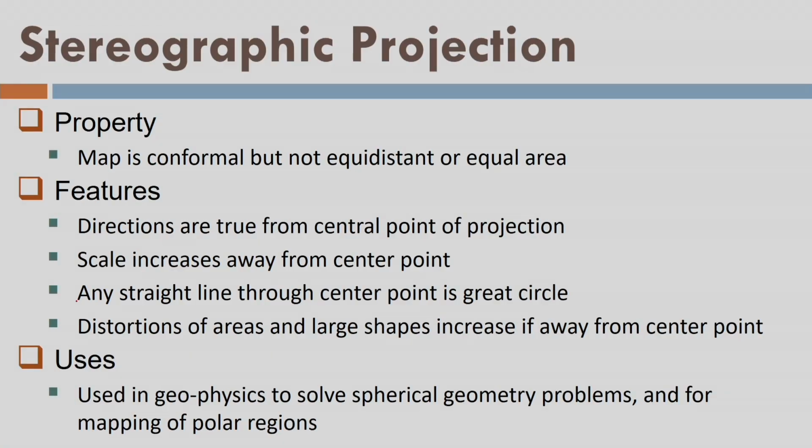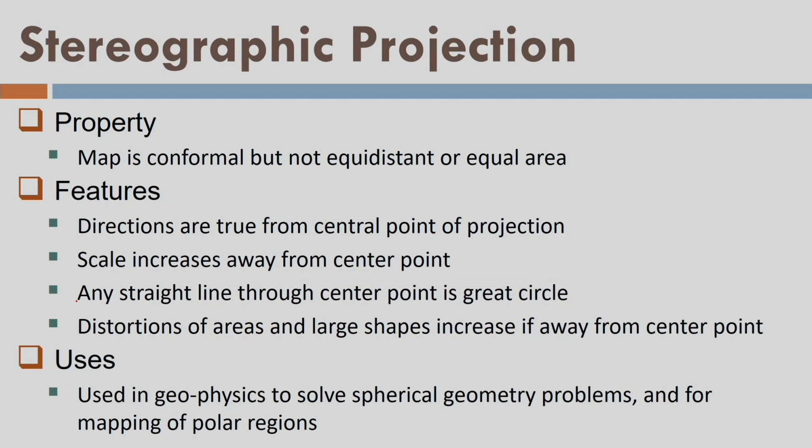If I go away from the north pole, the center point of projection on the map, then shorter distances will be shown by longer distances. Any straight line through the center point is a great circle. Now you can imagine that all the meridians, which are great circles, originate from the north pole, and they will appear as straight lines because they are bifurcating out from the north pole like this.